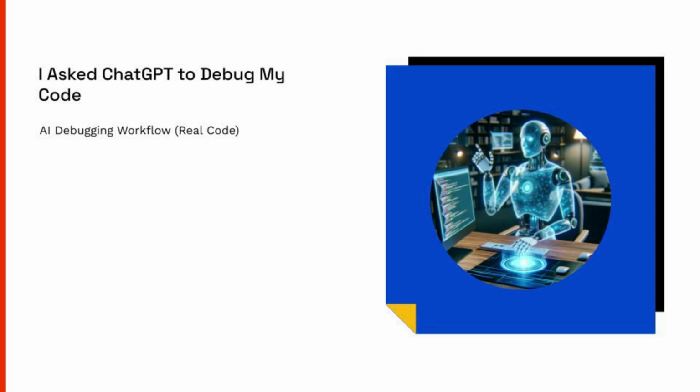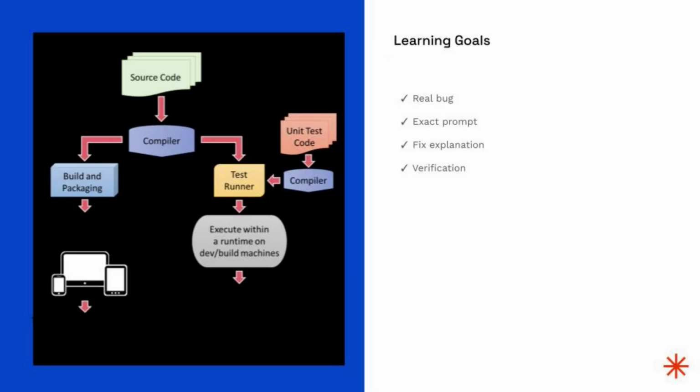My code was failing, and instead of guessing, I used ChatGPT to debug it step by step. Here's the exact workflow. In this video, you'll see a real Python bug, the exact prompt I use, how ChatGPT explains the issue, and how I verify the fix safely.